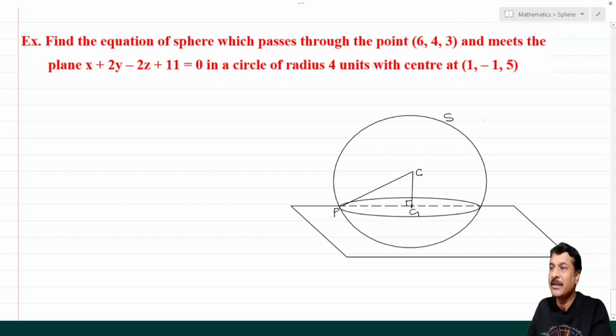So find the equation of the sphere which passes through one point. Normally I will consider that point as Q. So 6, 4, 3 is this point, and it meets the plane. This plane is given here. What is that equation? x plus 2y minus 2z plus 11 equal to 0. So definitely this CC1 is perpendicular to that plane. It means that it is normal to that plane, and definitely the direction ratios of that line, this CC1, are 1, 2, minus 2. Note that before this video, you must go through the first video of this sphere.